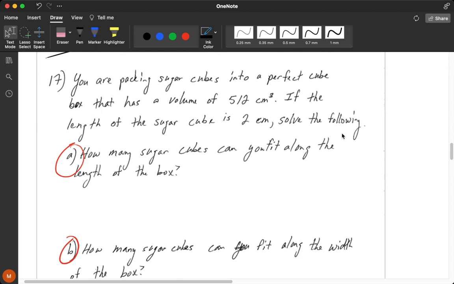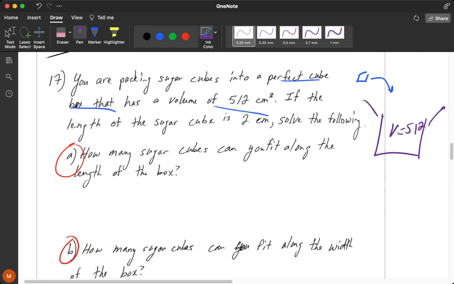All right. So it says you're packing sugar cubes into a perfect cube box that has a volume of 512 centimeters. So this is where some people are getting confused. This is what the box volume is. So we have these little cubes, and then we're packing them into a bigger box. And the bigger box has a volume of 512.